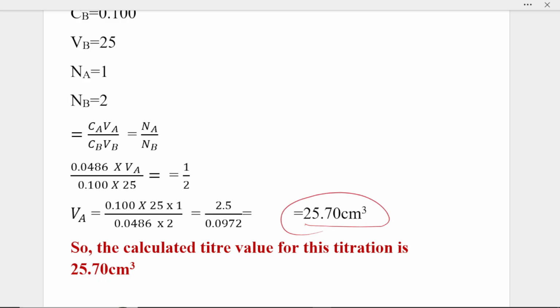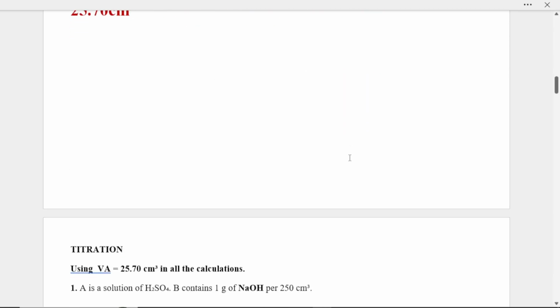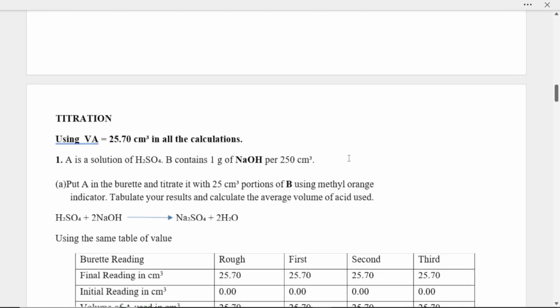So it might be higher, but it might be lower. Just make sure it's within the range of the specification for standard marking for NECO, which is plus or minus 0.2 for your student. So we'll be looking at about 4 likely prediction questions that might come out for the exam.